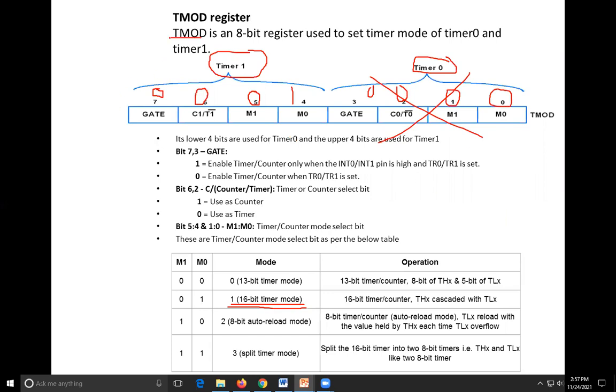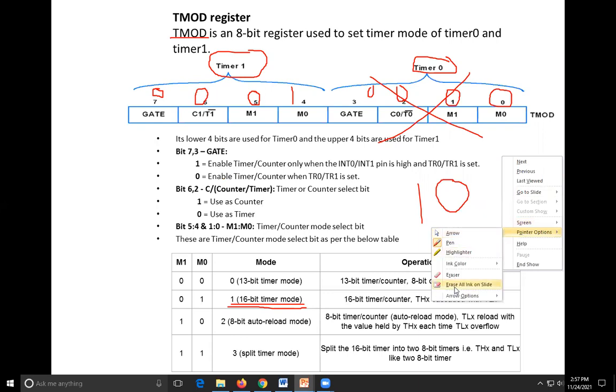So what is the whole value of the timer? This is 1 and this is 0. So the whole value of the TMOD becomes 1, 0. Okay, understood. The whole value of TMOD is 1, 0.